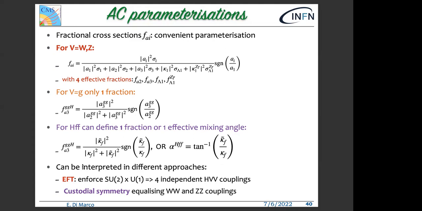One is effective field theory. Again, you translate the constraints on these anomalous couplings into the effective field theory operators. If you use this model, you can even enforce the SU2 times U1 symmetry, and then you can have four independent H2VV couplings, or you can do something stronger, which is to use the custodial symmetry, and you equalize, for example, the WW and ZZ couplings.